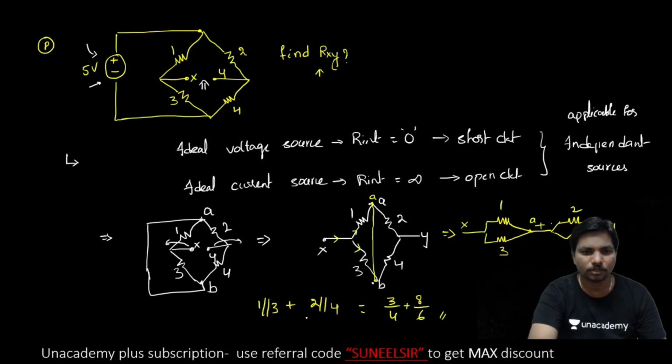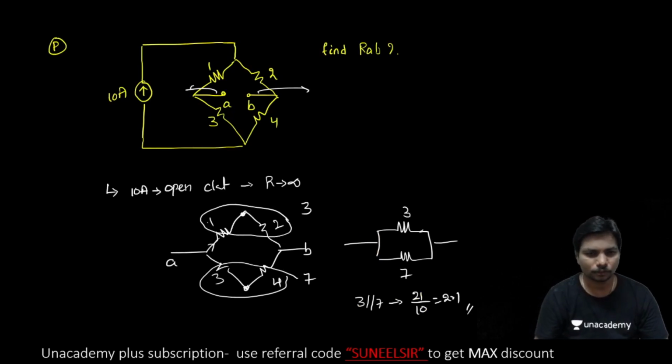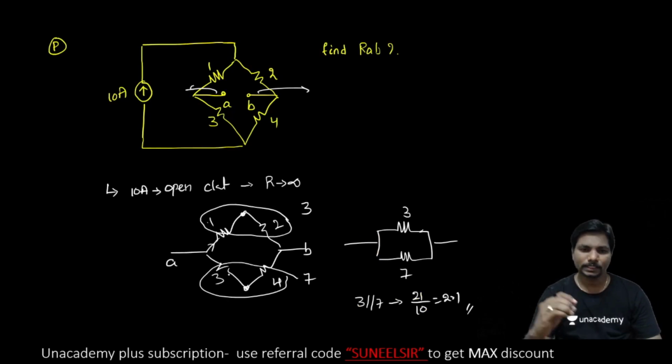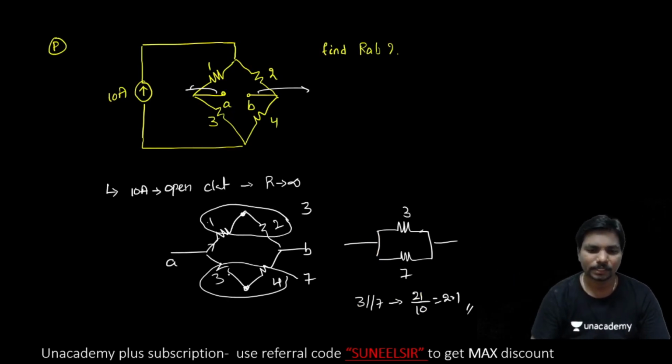So if we have a voltage source, short it; a current source, open it. Okay, these are the two methods. In the next session, we will discuss the remaining methods.